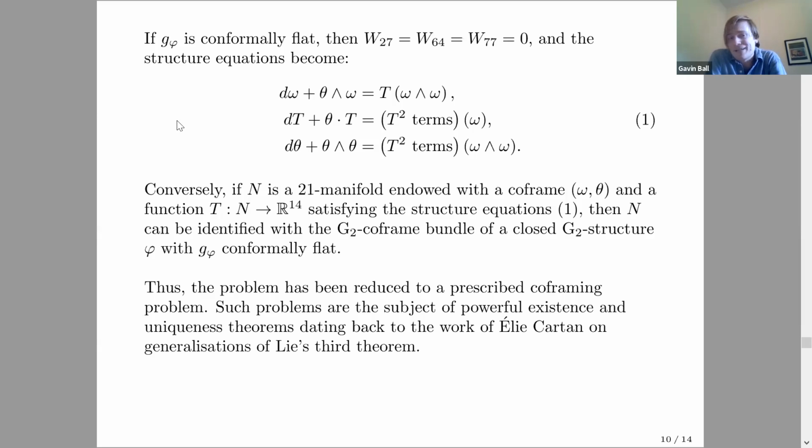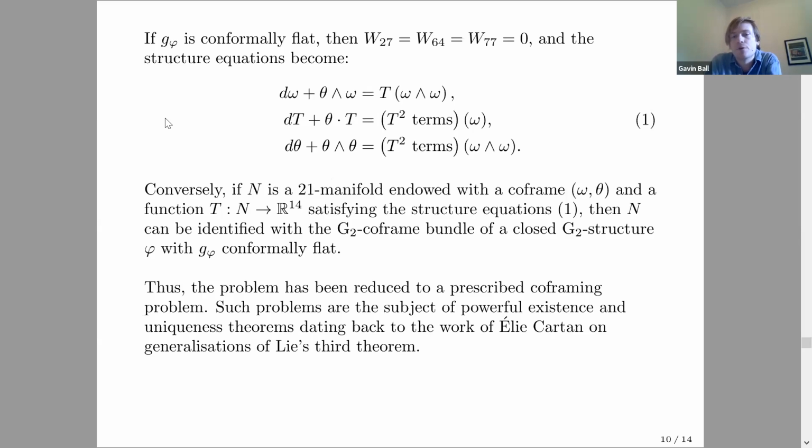And these problems are very classical and the subject of quite powerful existence and uniqueness theorems that go back to Élie Cartan, his theorems generalizing Lie's third theorem. Now the relation with Lie's third theorem takes a Lie algebra and constructs a Lie group. That would be the case if this t was kind of a constant. So if dt was 0, then that would be Lie's third theorem that you'd want to apply, but t is not constant. So this is why you need to use Cartan's generalizations of these theorems.